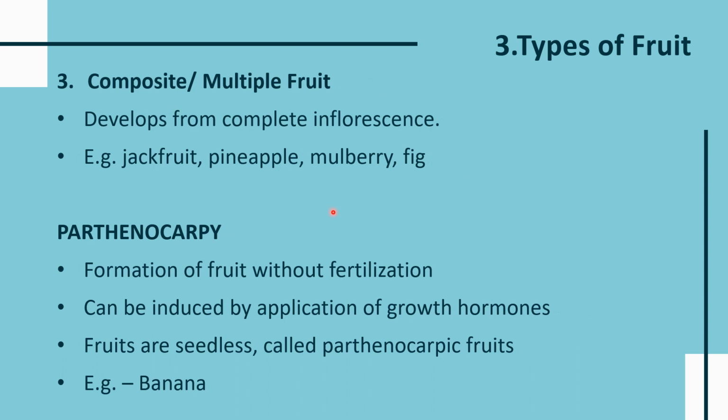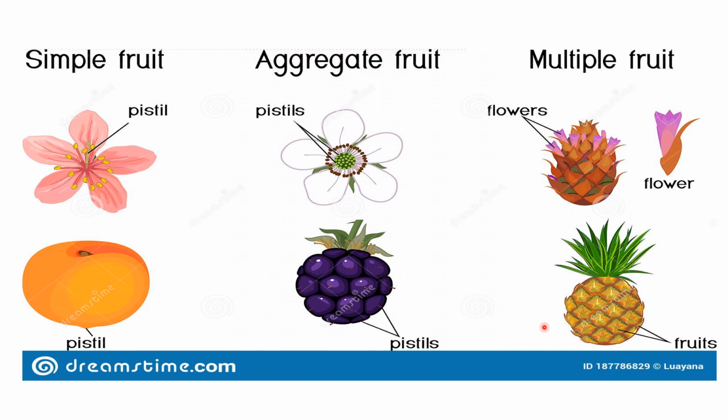A composite fruit, also known as a multiple fruit, will develop from the complete inflorescence, as in case of jackfruit, pineapple, mulberry or fig. Another term is parthenocarpy, where fruit formation takes place without fertilization, and it can be induced by the application of growth hormones. Here the fruits will be seedless and they are known as parthenocarpic fruits. Banana is a classic example of parthenocarpy. Here are the examples of simple fruit, aggregate fruit, and multiple fruit.